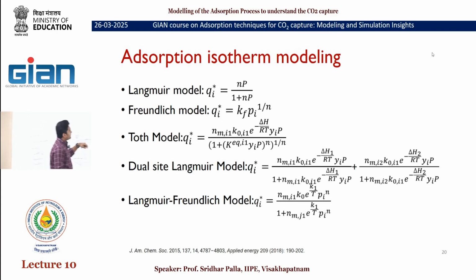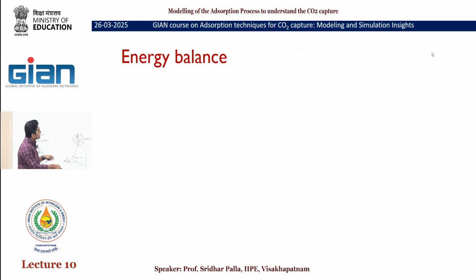So this looks complex, but if you carefully observe, this is actually developed from the combination of Langmuir and Freundlich, where there is an exponential term here, k naught multiplied by exponential of minus delta H by RT, that represents the heterogeneity of the surface.